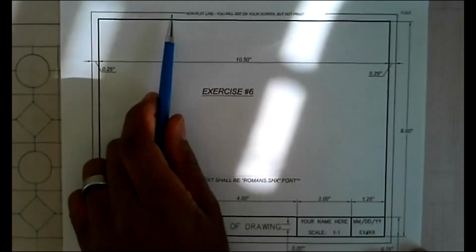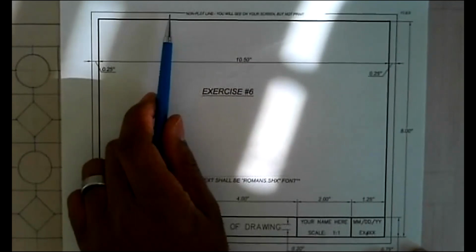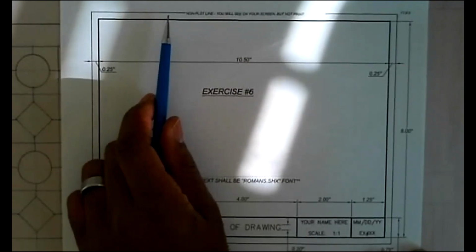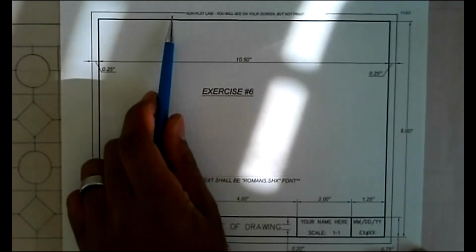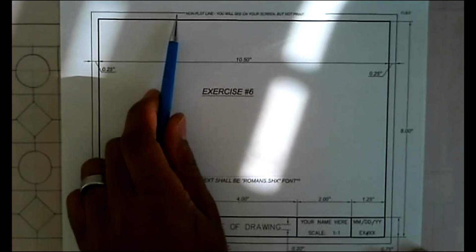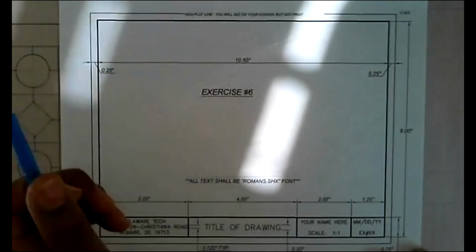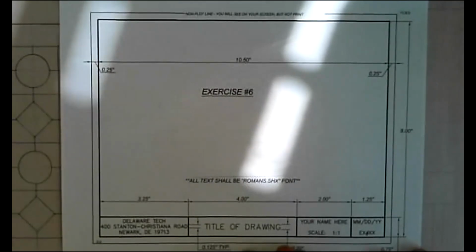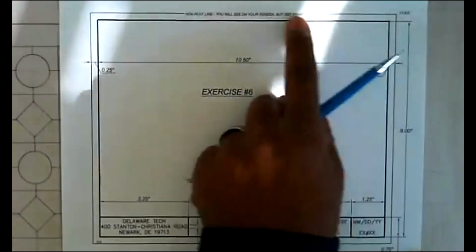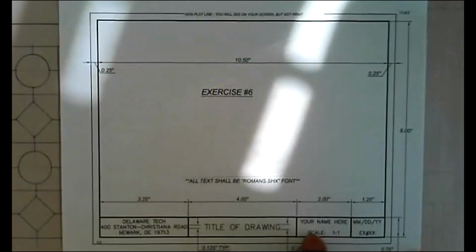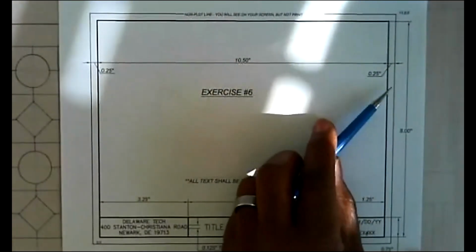And we know the purpose of a non-plot layer is that you will see it in model space, but when you go to paper space for production purposes, the line would not be visible. Okay, it would be non-plottable. So we're going to actually place the sheet size on the non-plot layer, and then we're going to draw these lines here, representing the title block itself.